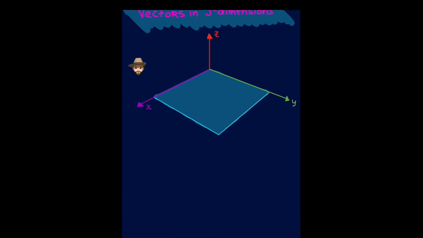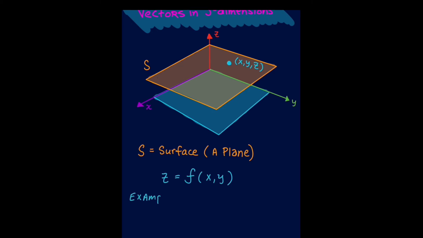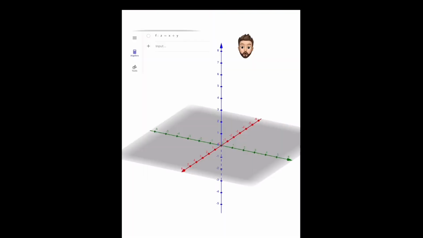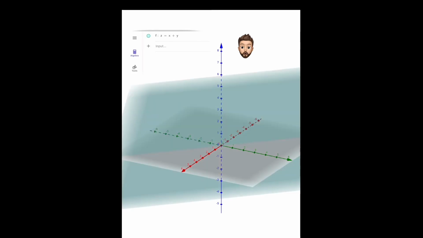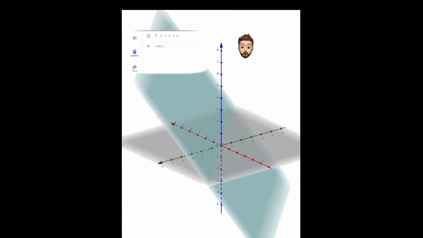So a surface can be described, such as a plane, in 3 dimensions, where we can think about the z-coordinate as the dependent variable and x and y are independent variables. So the equation z equals x plus y can describe this plane, and we can see this if we graph this in GeoGebra. So in green here, you see the plane z equals x plus y. I'll rotate it here for you a little.